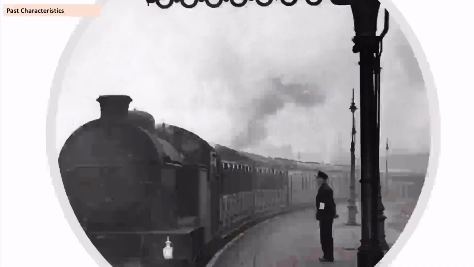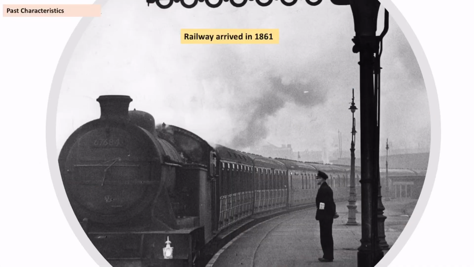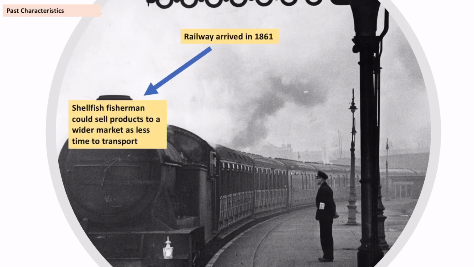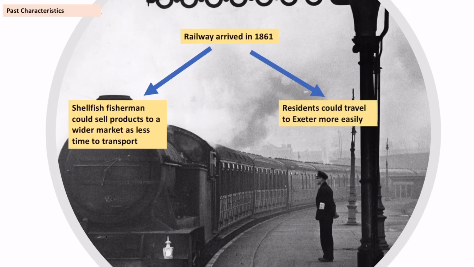In terms of other changes, again, this is looking at past characteristics. The railway came to Lympstone in 1861. This had some fundamental changes on the people there. The shellfish fishermen we talked about could sell their products to a wider market, because now those products could be put on a train and exported to places like Exeter and further afield. But it also meant that people from Lympstone could travel to Exeter more easily.